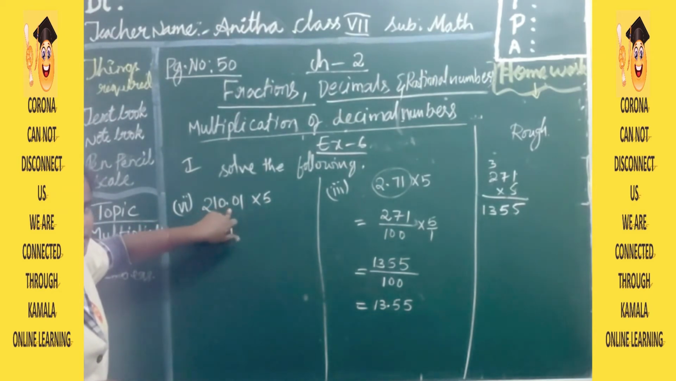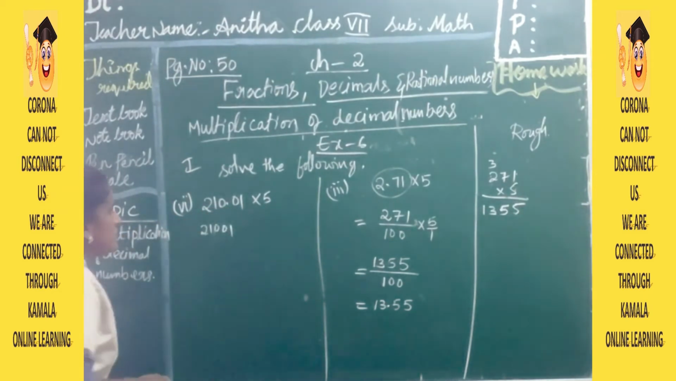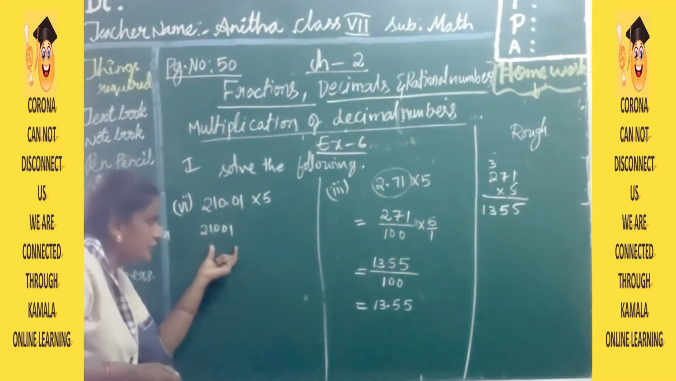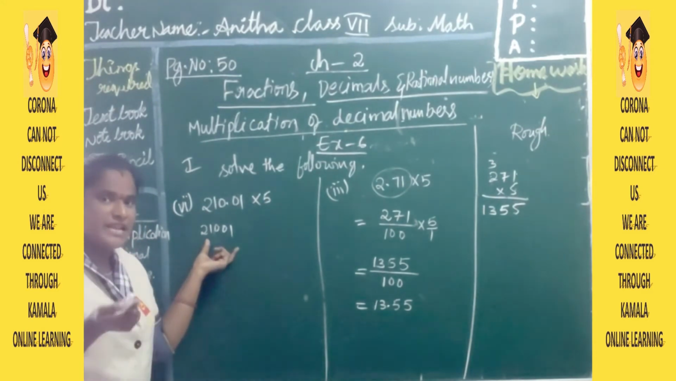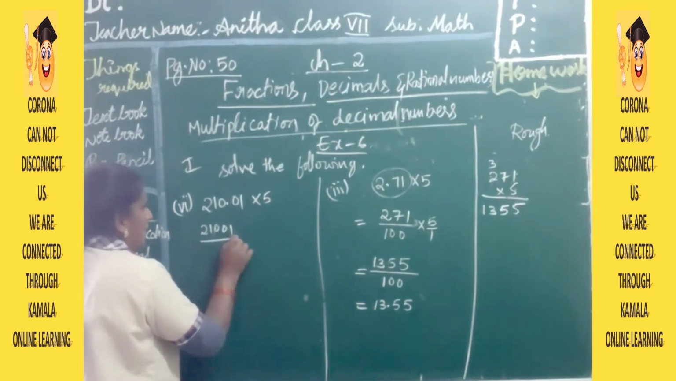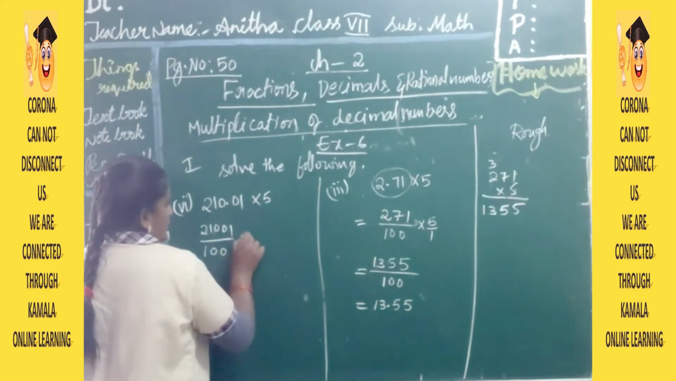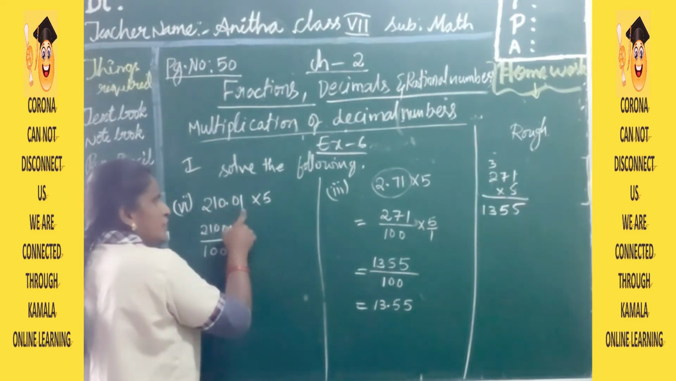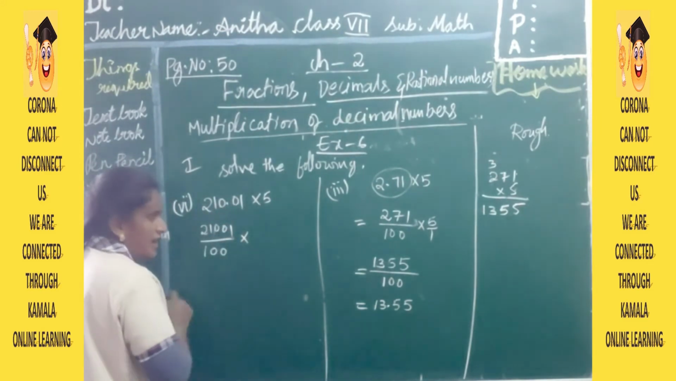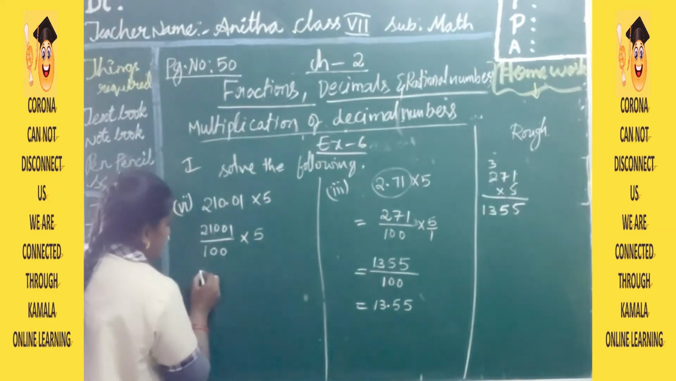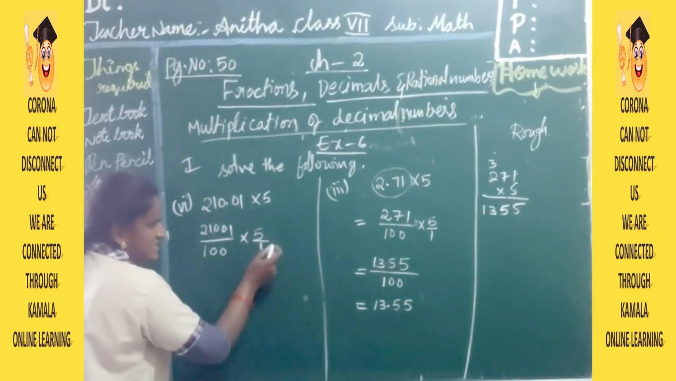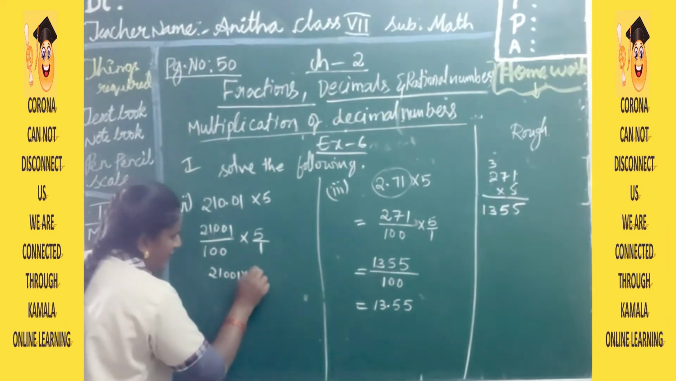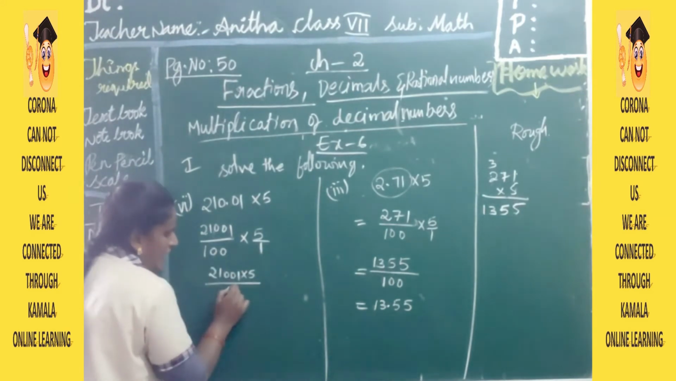You know, a decimal number can be written as a fraction number. So I am going to write the fraction number. This decimal can be converted into a fraction by 100 into 5. Why did we write 100? Understood, children? After the point, how many digits are there? 2, 1, 2. That's the reason 100 into 5. Next, 5 can be written as 5 by 1. So 21,001 into 5 by 100 into 1.